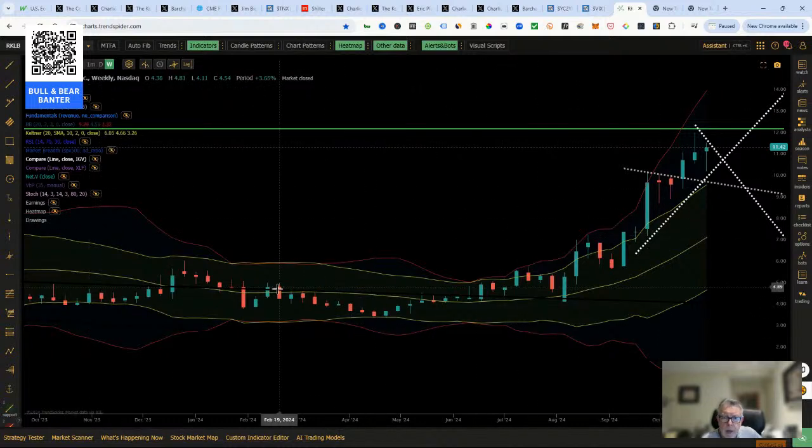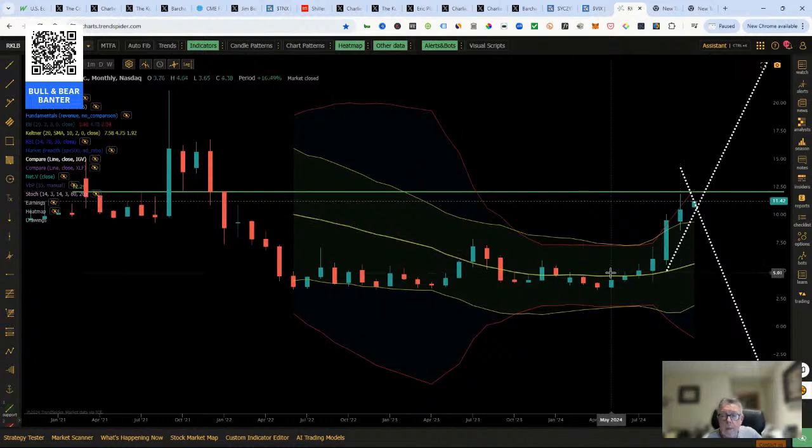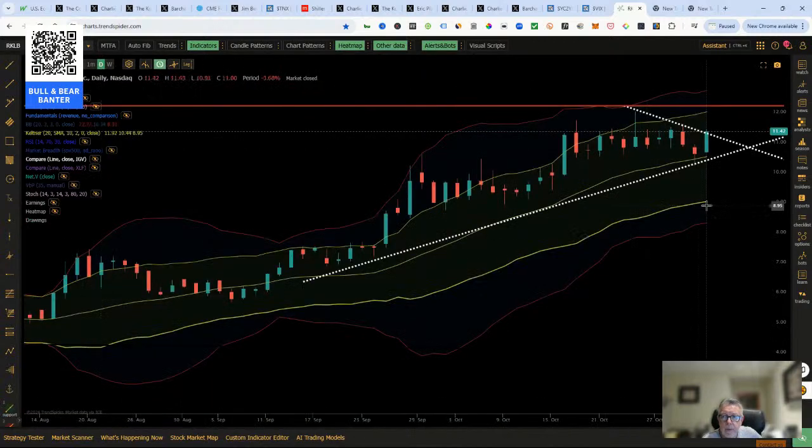Weekly view. Here was that Bollinger Band squeeze. Monthly view. Again, Bollinger Band squeeze. It fired off for better than a double. Triple, if you bought it down here. Daily view. It broke out on Friday. Look for a check back. Look for a follow through. Bullish.